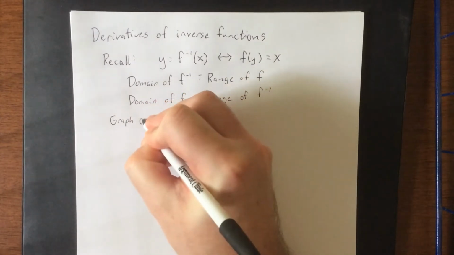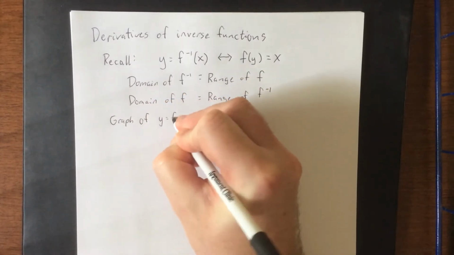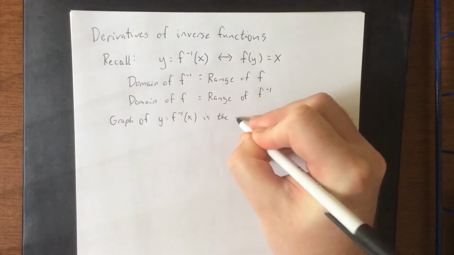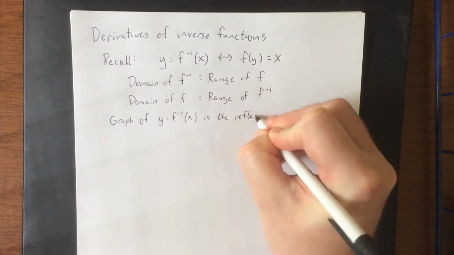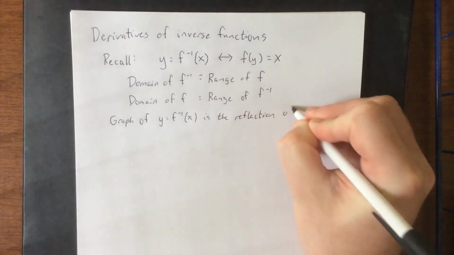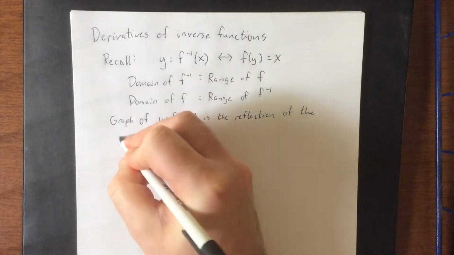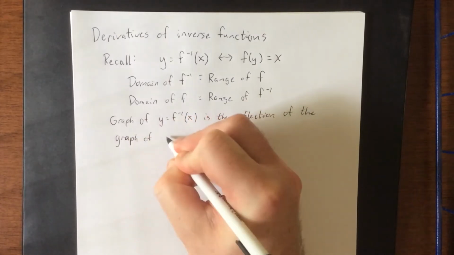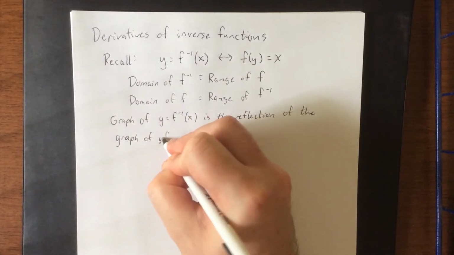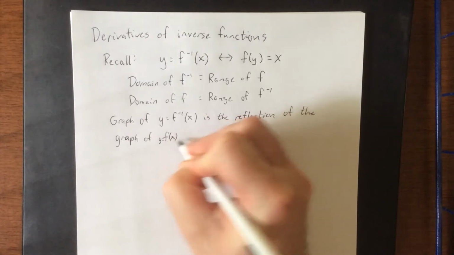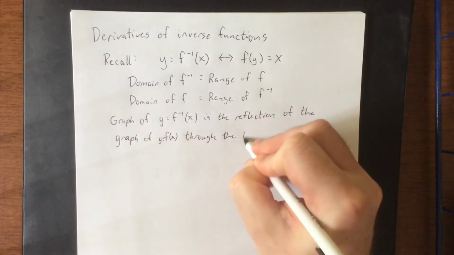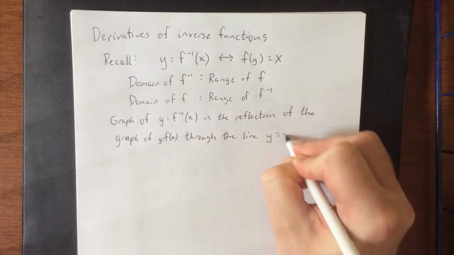So the graph of y equals f inverse of x is the reflection of the graph of y equals f of x through the line y equals x.